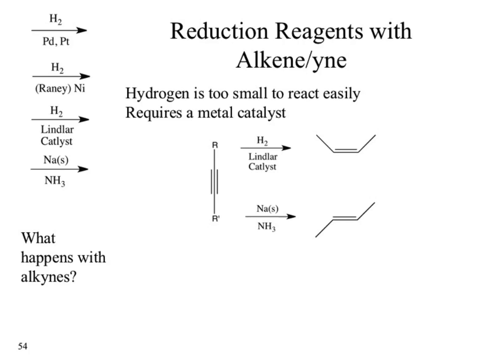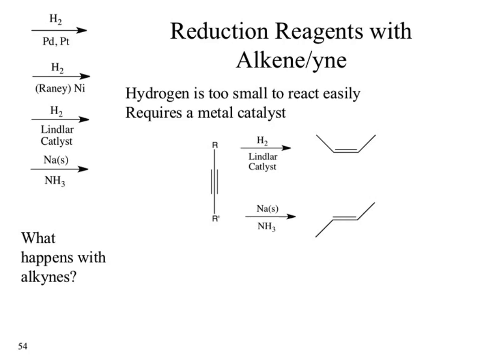The hydrogens will still get added in the exact same fashion as with H2 and any other metal catalyst. Okay? They get added on the same side, which then means the alkene that is produced using H2 and Lindlar's will be a cis alkene. Okay? We don't get the trans. Okay? What if I want the trans? Well, you can't use Lindlar's catalyst then.